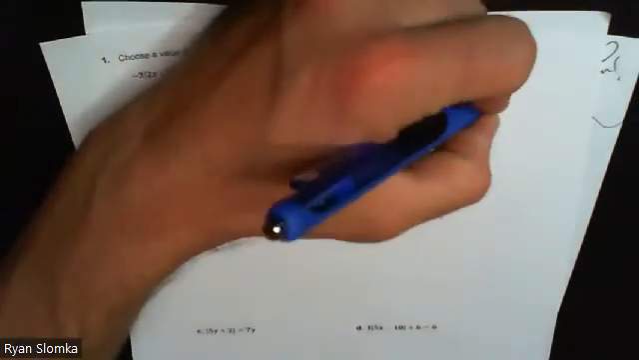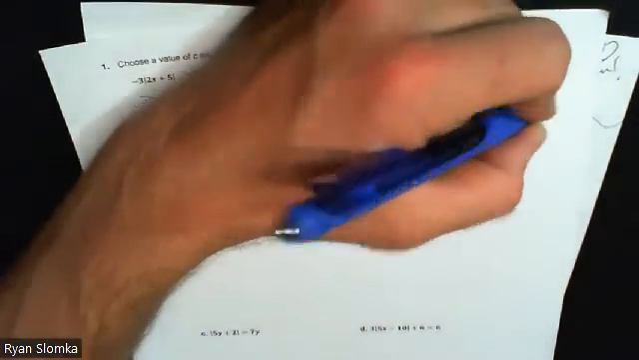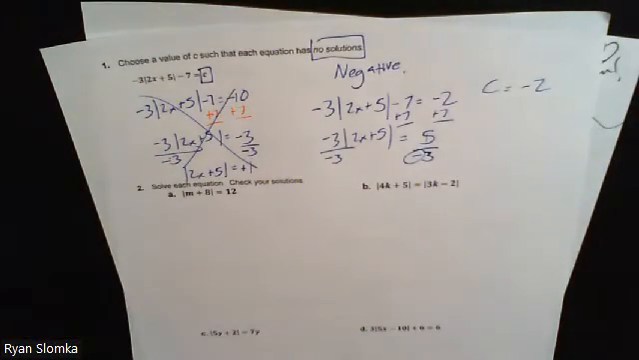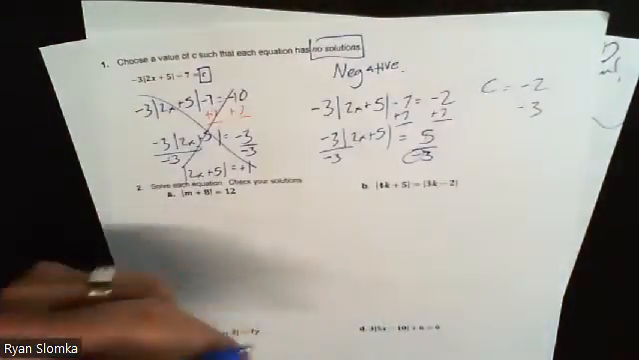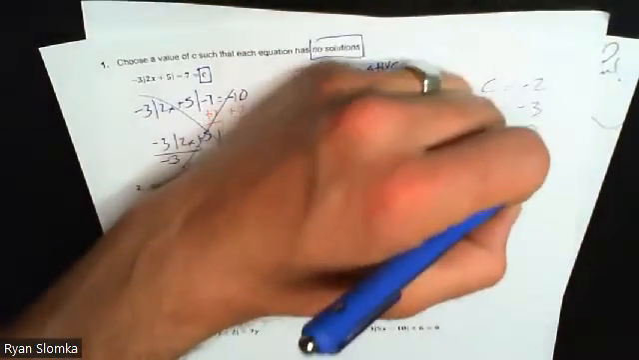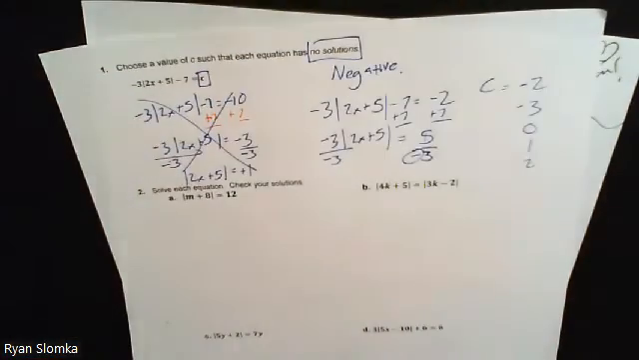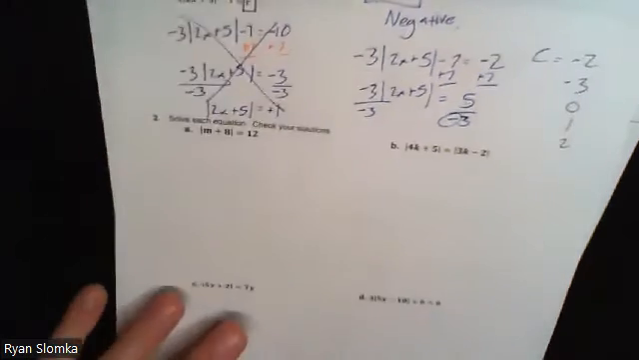So what's a good value for C? A good value for C would be something like negative 2. Some other good values for C would be something like negative 3, or even bigger than that, you could do something like 0 or 1 or 2. All of those would be good. Basically, anything that's bigger than negative 7 is going to be a good value. So there are plenty of options available to you. You can pick whichever one you'd like.